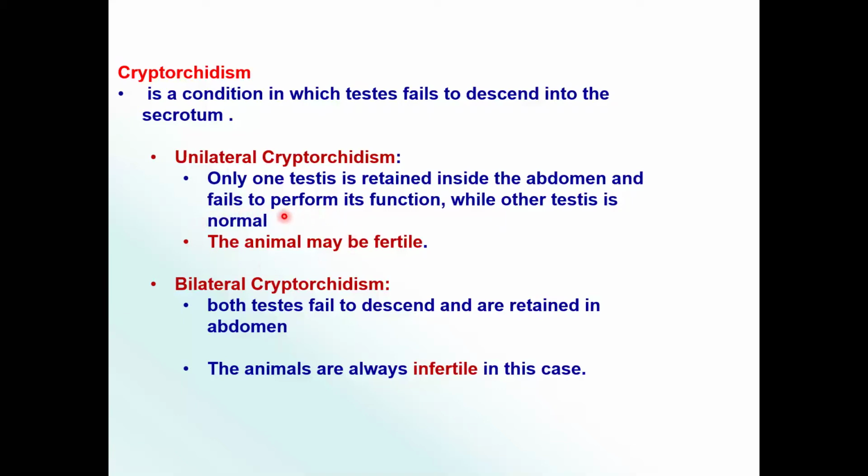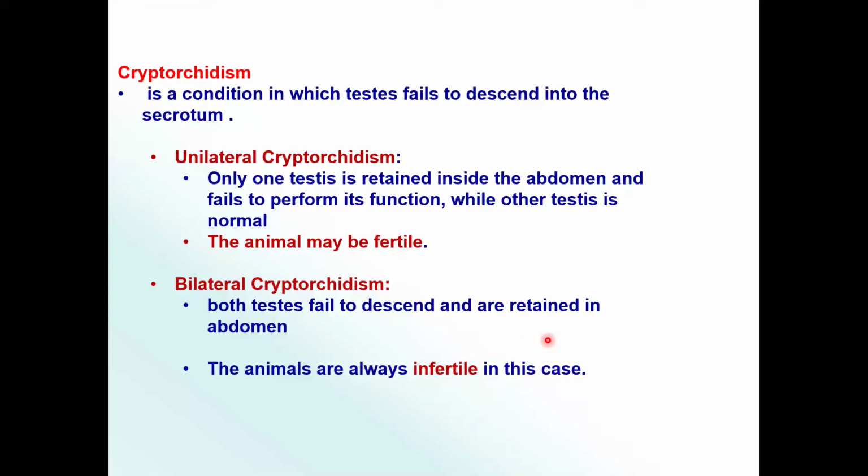So the animal may be fertile because one testis is enough to produce sperm, which will make the male fertile. However, if there is a bilateral cryptorchidism, that simply means both testes fail to descend and they are retained in the abdomen, and in this case the animal is infertile because both testes are retained inside the body, and the major factor which makes the testis nonfunctional is the body temperature.